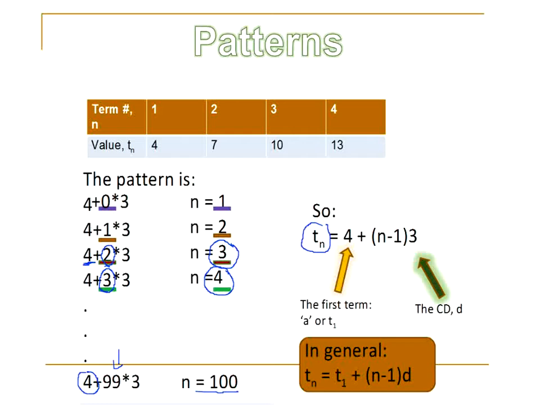Now this isn't exactly how I'd leave the pattern. I would actually ask you to multiply this out, but we'll talk about that in a second.